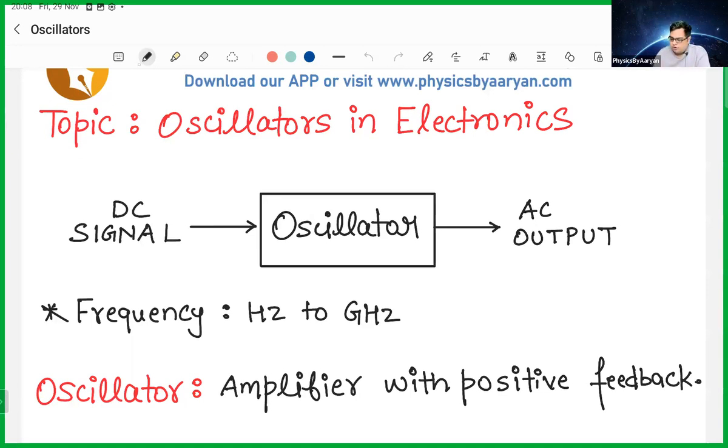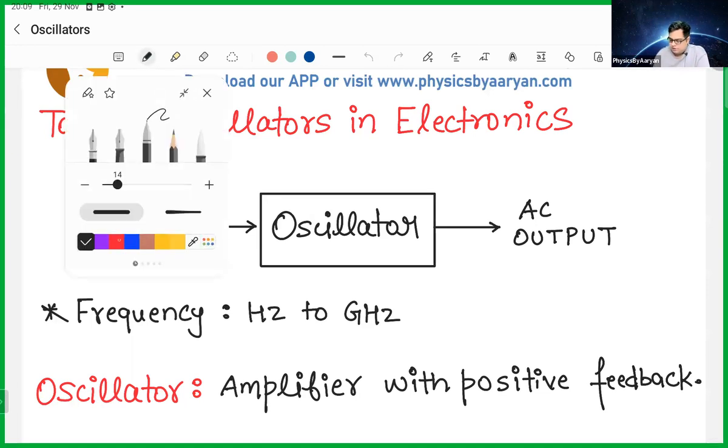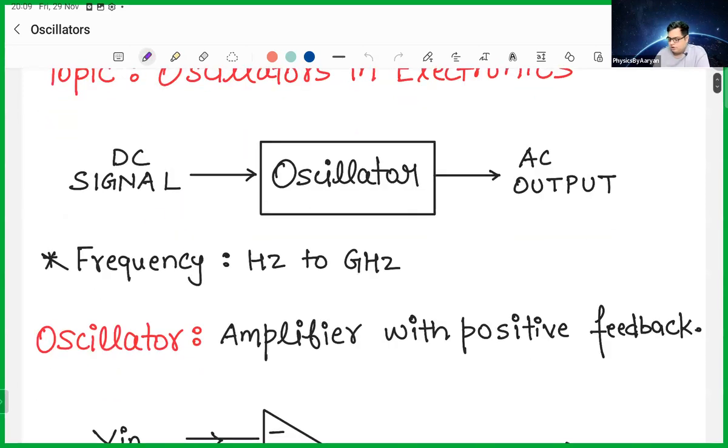So what is the task of an oscillator? Very briefly, the task of the oscillator is to convert a DC signal into an AC output: sine wave, cosine wave, triangular wave, whatever. So you have a constant voltage. For example, your mobile phone battery is a DC battery. The oscillator takes the DC battery and converts it into AC signals. That is the work of an oscillator.